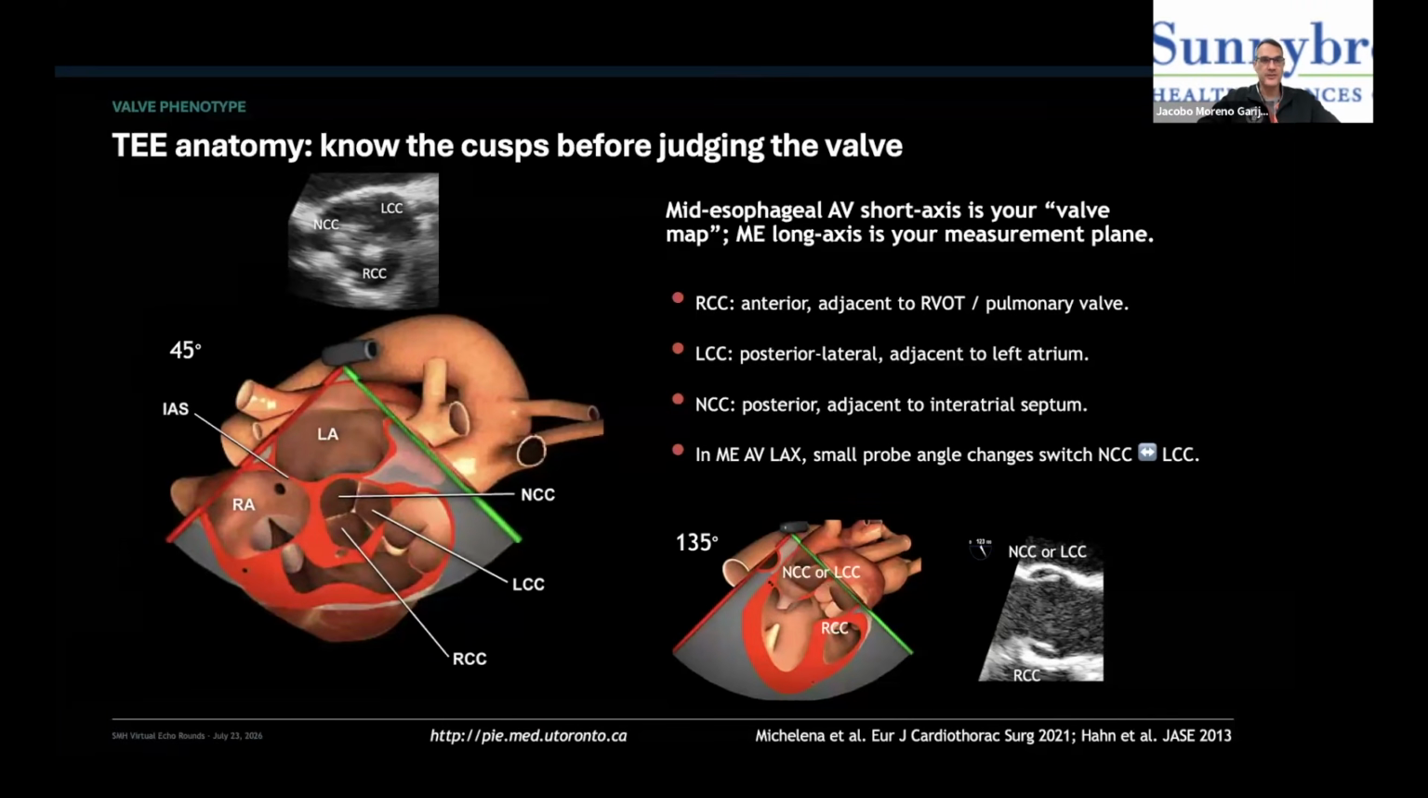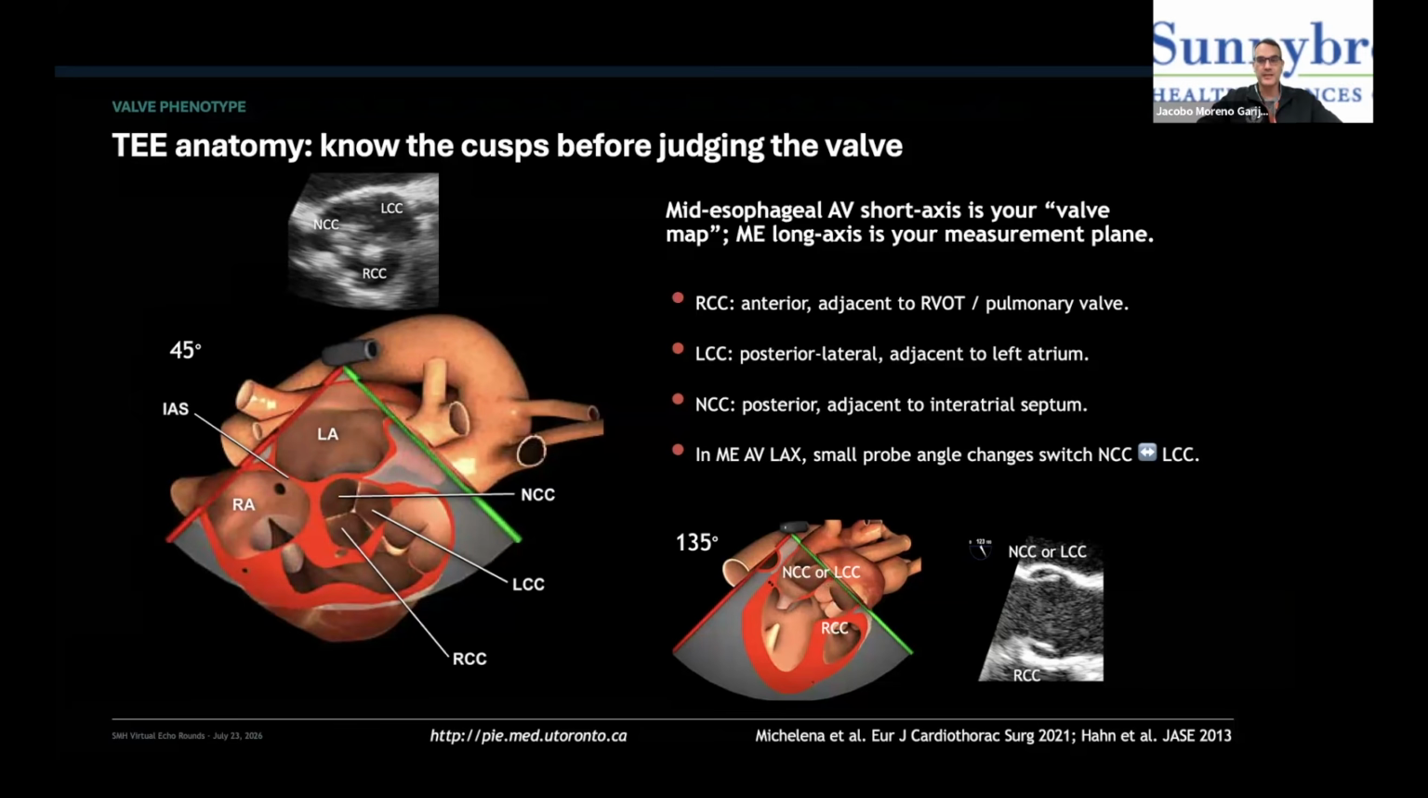So we are going to start straight with pure anatomy. The two views that we use in transesophageal echo are, on the left-hand side of the screen, the short axis view of the aortic valve between 30-45 degrees, and then the long axis view of the aortic valve at around 135 degrees. The short axis view is the one that gives you the map of the cusps on your aortic valve. The non-coronary cusp is always associated with the interatrial septum, the right coronary cusp is in between the tricuspid and the pulmonary valve, and the left coronary cusp is facing up to the left atrium.